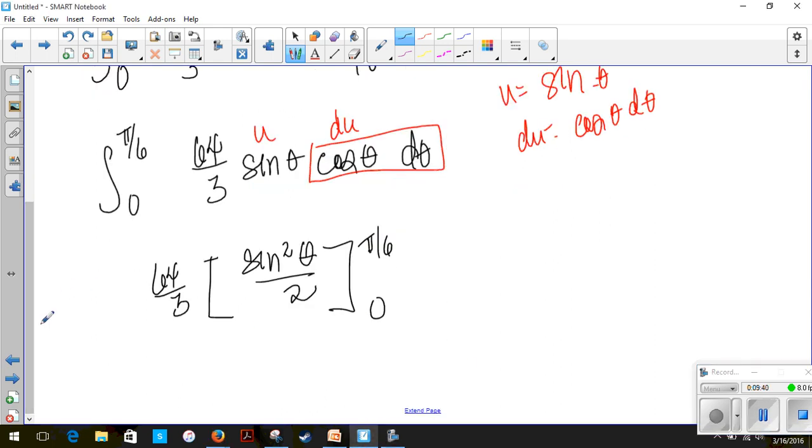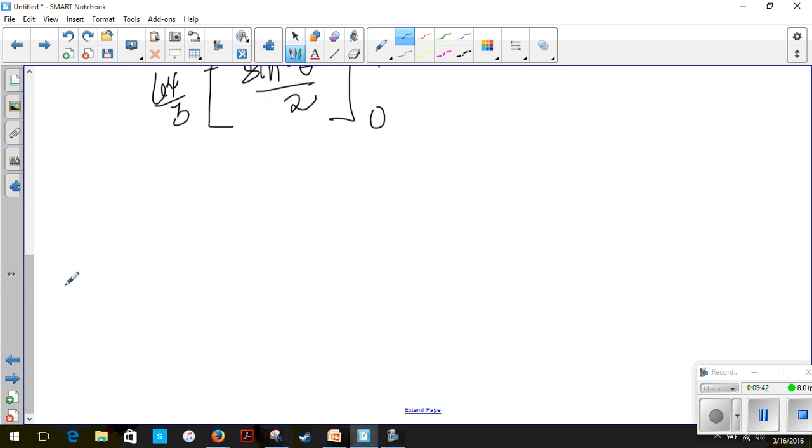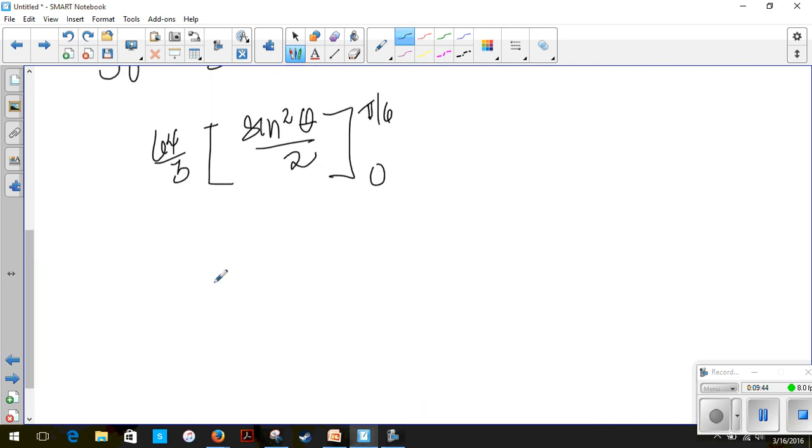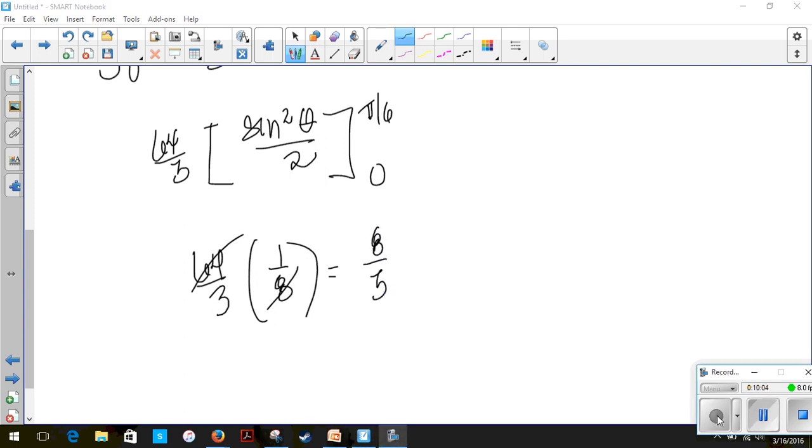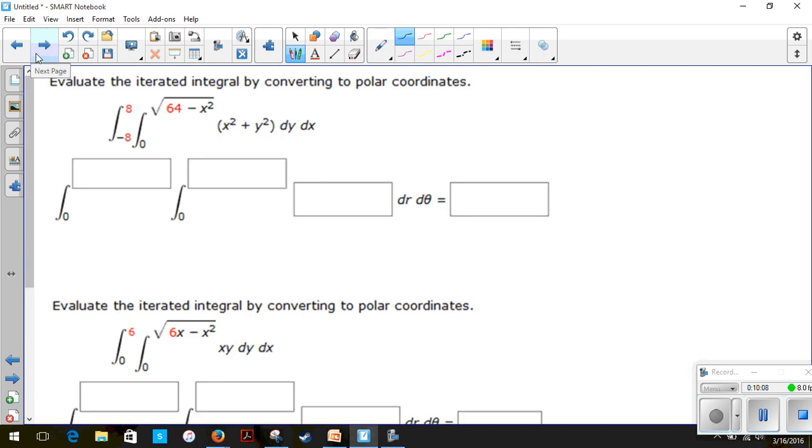So of course 0, not helpful. Pi over 6, sine of pi over 6 is a half. Squared is a fourth. Divided by 2 will give me an eighth. All of that for an 8 over 3. So pretty quick. Right, setting them up is probably the worst part.